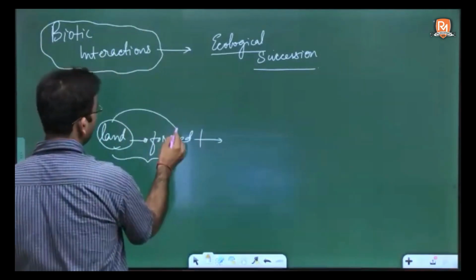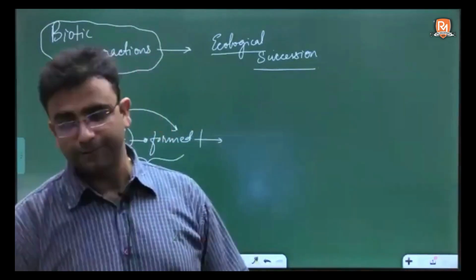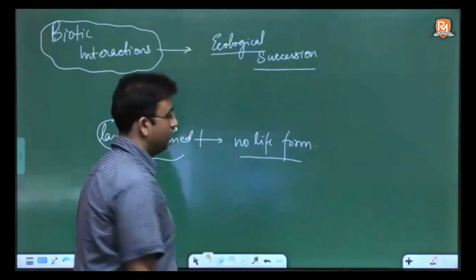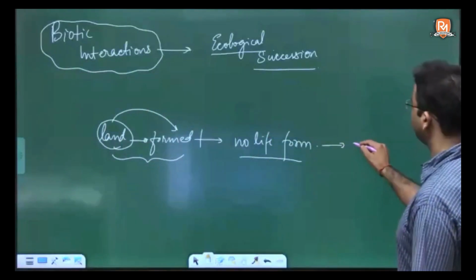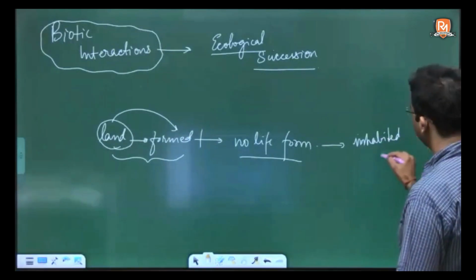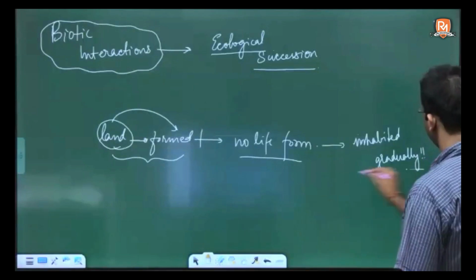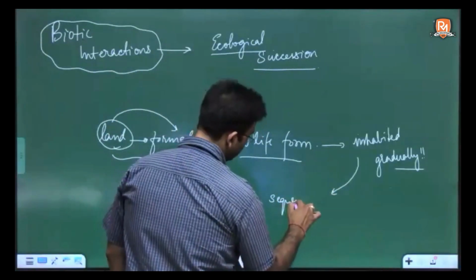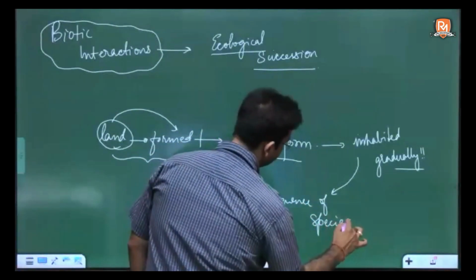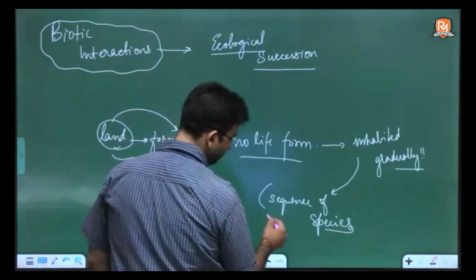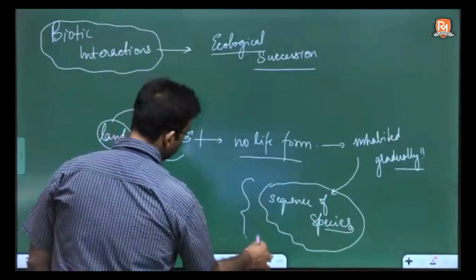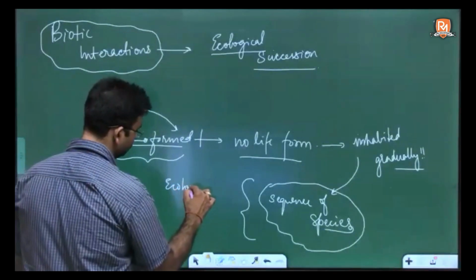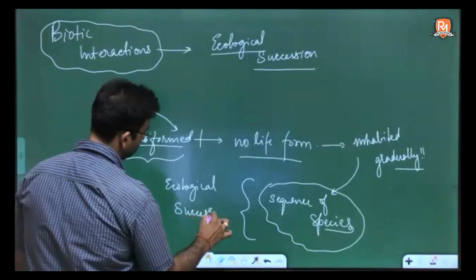So when the land is formed, it's a kind of barren land with no life form on it. Then gradually this land is inhabited. There will be a sequence of species that will start inhabiting the land. This sequence of species that inhabit a newly formed land is known as ecological succession.